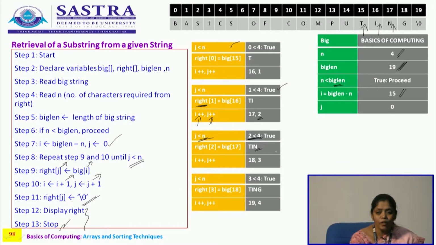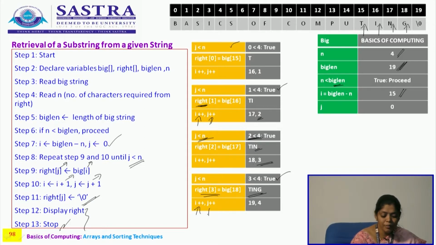We still have not completed because the user is expecting 4 characters from the right-hand side. We have only completed 3. So this time 3 is less than 4, which is also true. So once again we can take the character from the 18th position and store it in the 3rd position of right, which will give you "ting".